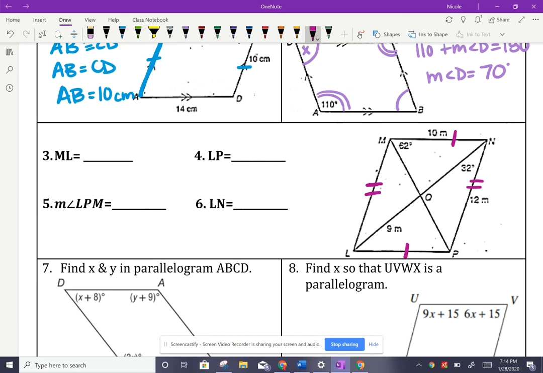So ML is opposite of NP. So those two are congruent. So ML is 12. LP is opposite from MN. So those are congruent. 10.